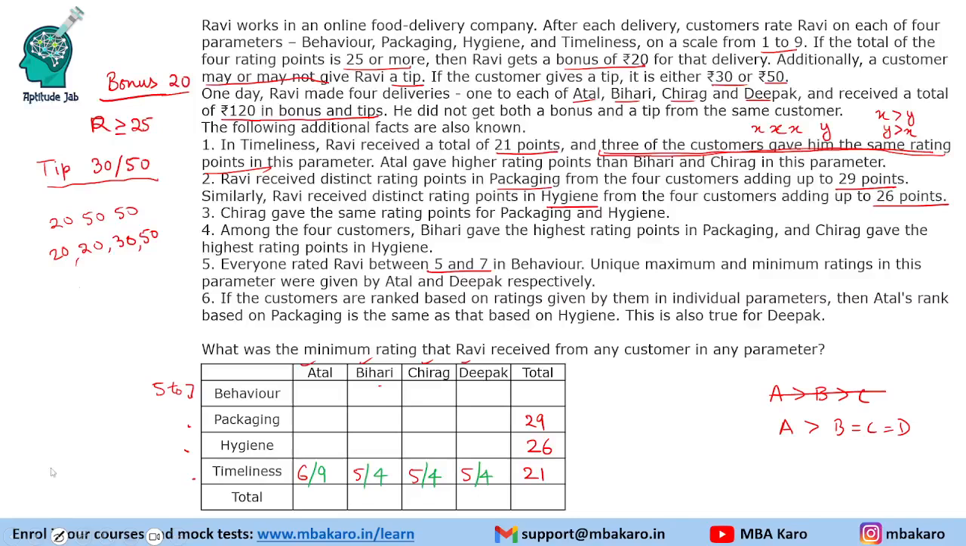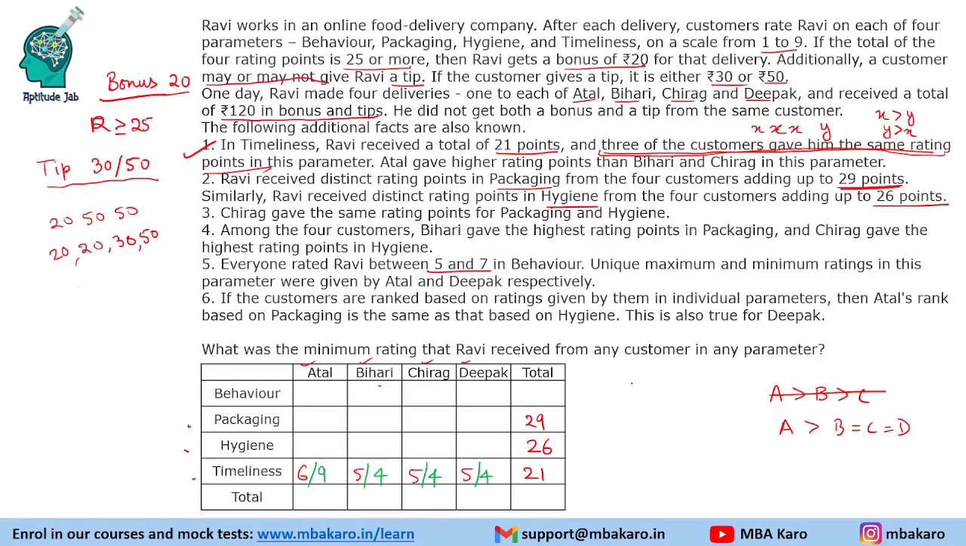So thus far we have filled the points for timeliness. Next, we see that Ravi received distinct rating points in packaging from the four customers, adding up to 29 points. Now, this is a crucial statement. If you see the highest possible, now 29 is a good number. Like, if you add four numbers, 29 is a high number.